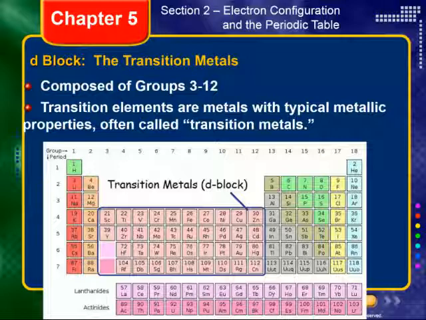They're shiny. They have quite a bit of luster. They just look like metals. They seem like metals. These are called transition metals.